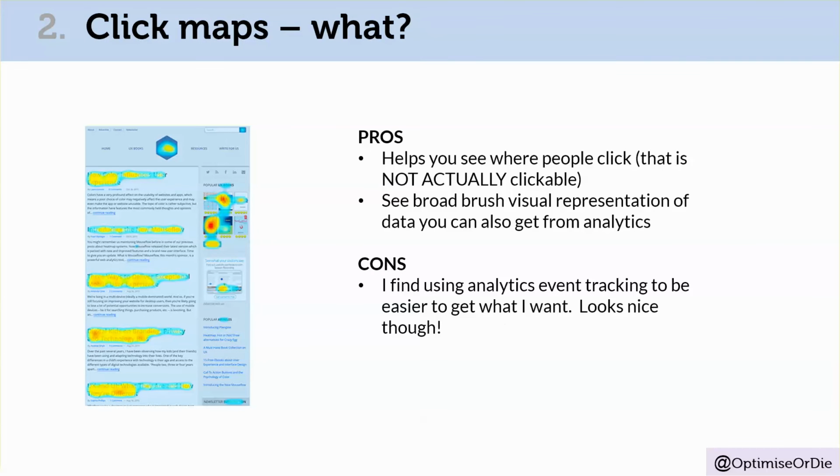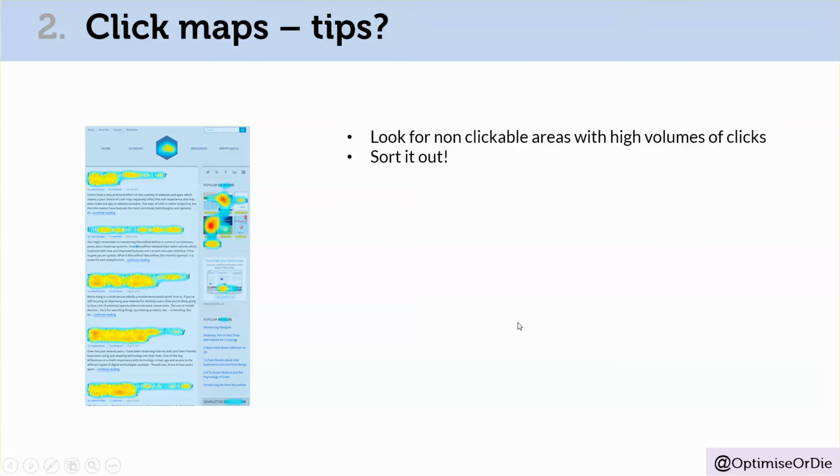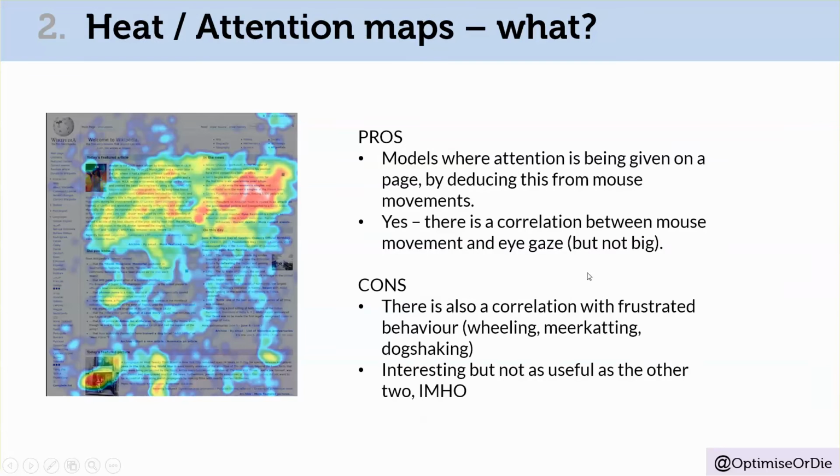Click maps, well, it helps you see where people click, but the most important thing that it tells you is where people click that isn't clickable. So if you've got an element that looks like a really interesting call to action, but it's not clickable, then you need to darn well make it clickable, or you need to fix the design problem, the affordance that makes people think it's clickable. So I'd rather use Google Analytics event tracking to get the stuff that I want, but these can look nice, but there's not a lot of depth to it, so that's the only tip. Look for non-clickable areas with high volumes of clicks.